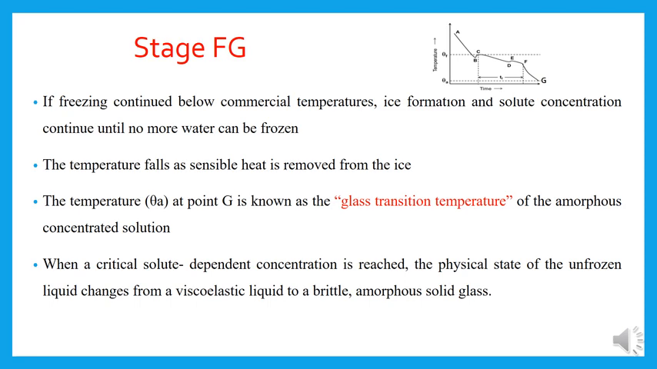The temperature at point G is known as the glass transition temperature of the amorphous concentrated solution. So all the sensible heat and latent heat is removed when a critical solute concentration is reached. The physical state of the unfrozen liquid changes from a viscoelastic liquid to a brittle amorphous solid glass. That is, freezing is almost completed. There is a final stage, that is the tempering period.